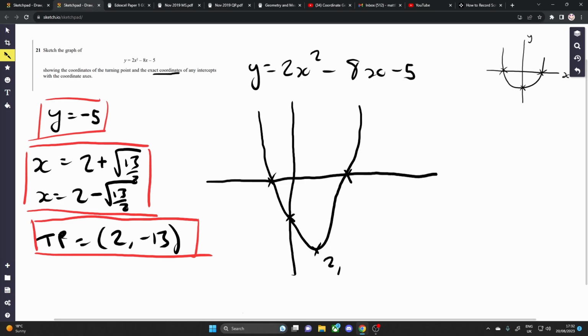So this one is (2, minus 13). This one is (0, minus 5). And this one is (2 plus root 13 over 2, 0). Oh Christ. Over 2. 0. Don't forget the y point, and then this is (2 minus root 13 over 2, 0). And that's it. That's how you do that question.